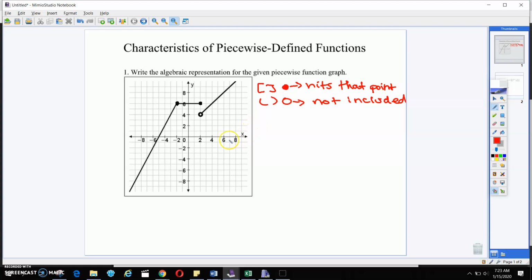And piecewise functions have just pieces of a function, and they have a lot of restrictions. What does the word restriction mean? It has boundaries. It can't go past a certain point, right? We're trying to write the algebraic representation for this. That means that we're going to write the equation for this.